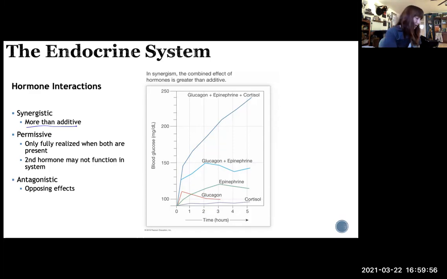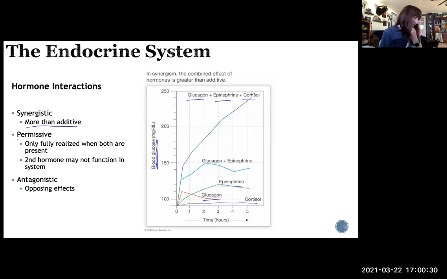So additive or synergistic effects, such as this, when all three of them are there, look at how much stronger they are working together in terms of increasing blood glucose levels compared to each one of these things on their own, right? So that's synergy. That is, their effects are greater even than what you would expect if you just added them together.